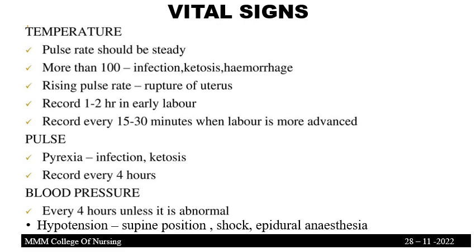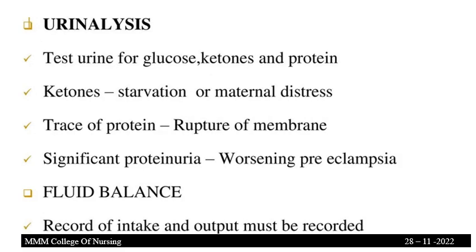And blood pressure every 4 hours unless it is abnormal. If the mother has some associated conditions, then you have to monitor the blood pressure every 30 minutes. Hypotension may be because of supine position, shock or epidural analgesia. Next, you have to monitor the urine analysis: test for glucose, ketones and proteins. Ketones may represent maternal distress, starvation, and proteins represent rupture of membranes, and significant proteinuria may be preeclampsia, because of worsening preeclampsia. It means the hypertensive disorder is going into some complication. And fluid balance: a record of intake and output should be maintained.